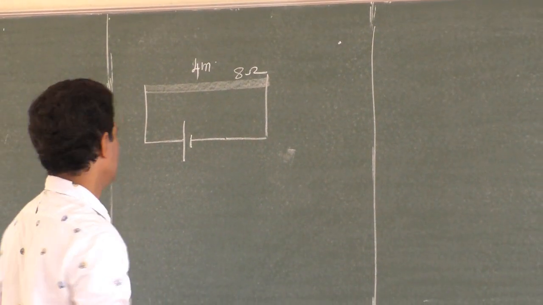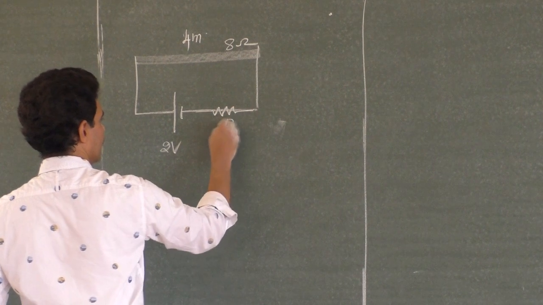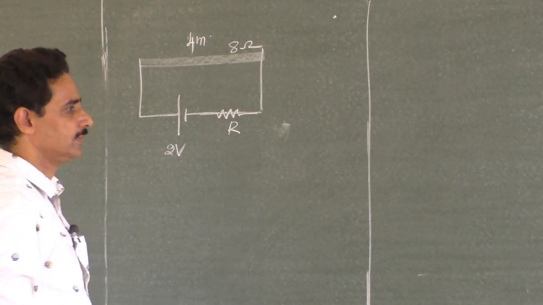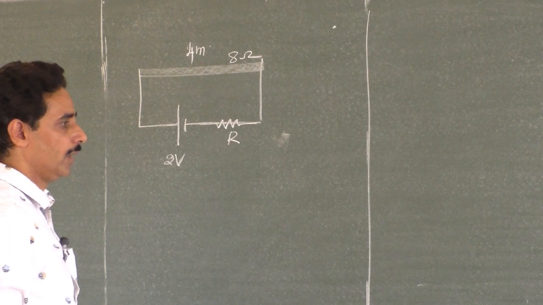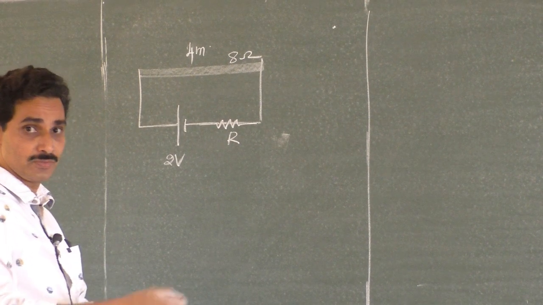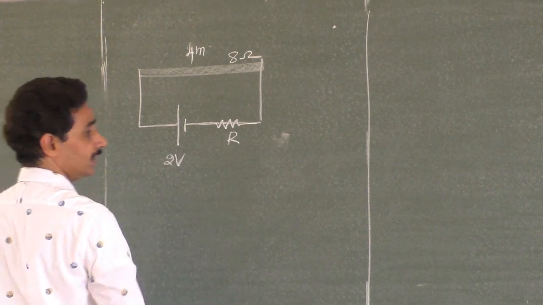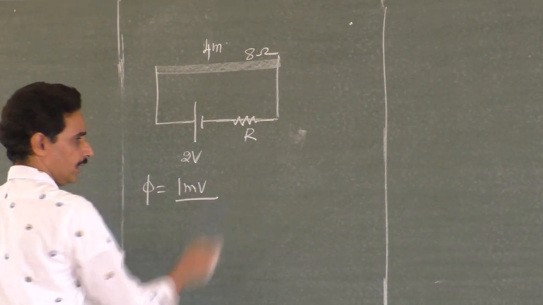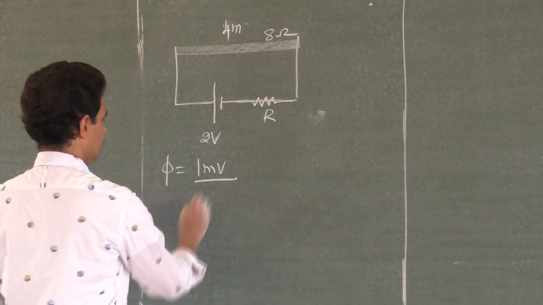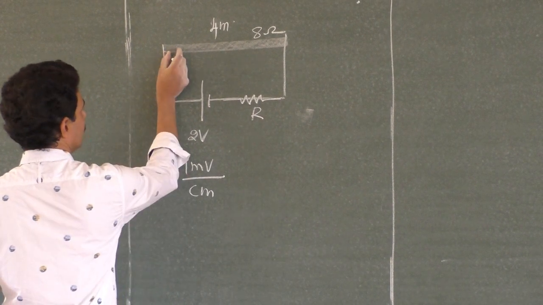It is connected in series with a wire, that means a resistor, and an accumulator of EMF 2 volt with no internal resistance, so as to get a potential gradient. Gradient means with respect to distance. Potential gradient of 1 millivolt per centimeter. If you move by 1 centimeter, then you will get 1 millivolt.